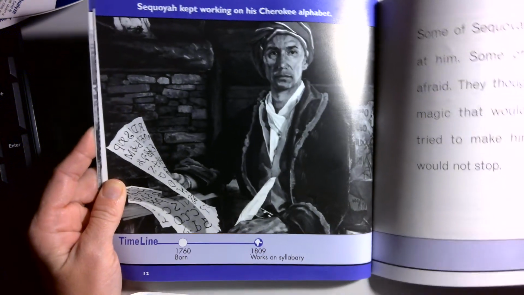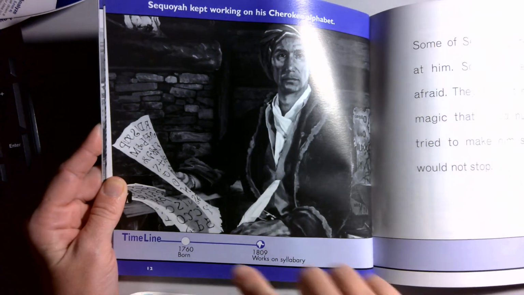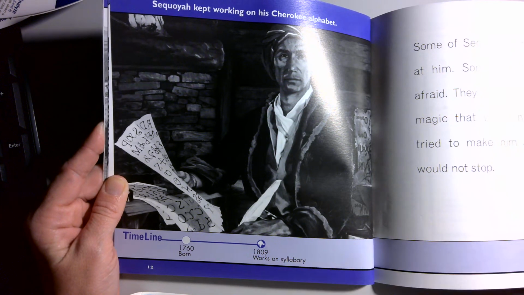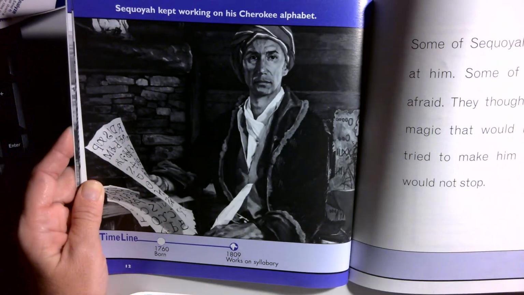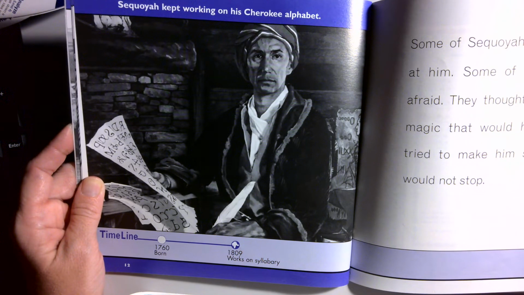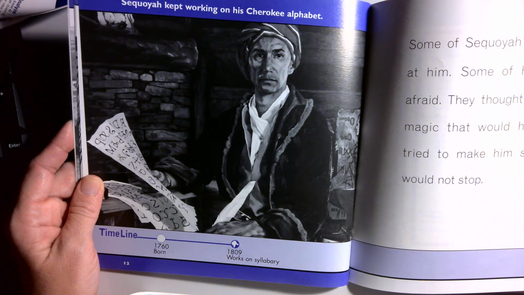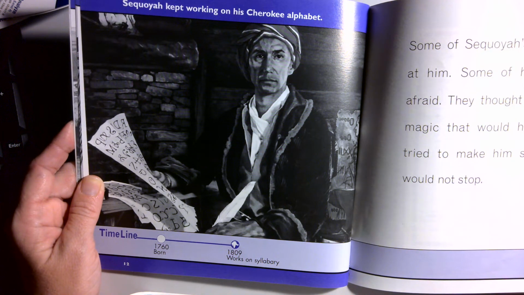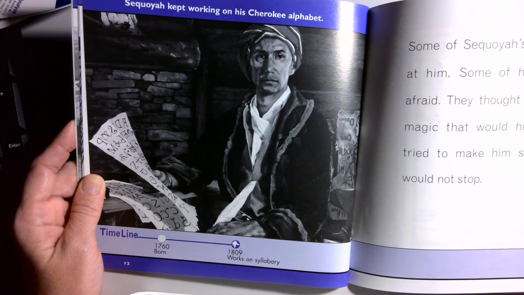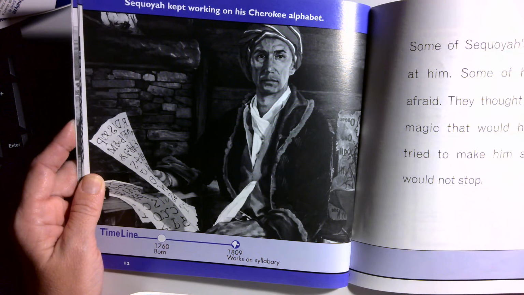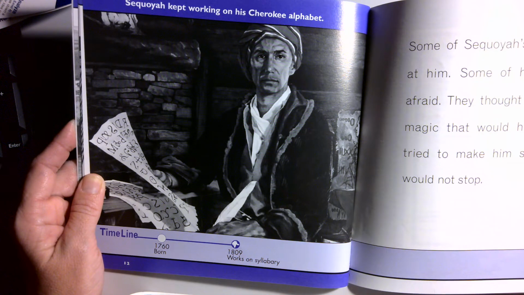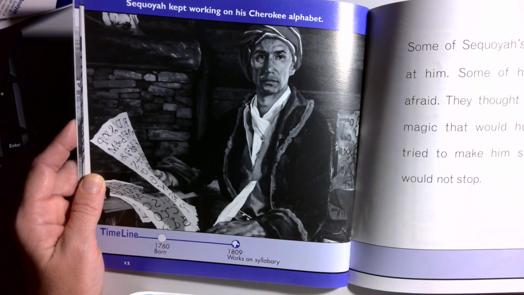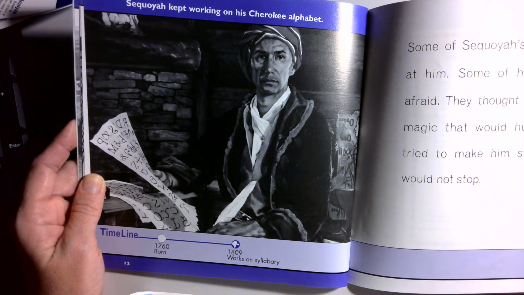Sequoyah kept working on his Cherokee alphabet. So here he is born. I'm still at the timeline of 1809, works on syllabary. So he's working on the alphabet, and at first it said that Sequoyah tried to write letters for every word. And that would be a lot of words. Think of all the words that we have in our language. We know that we have letters for each sound. We have 26 letters in our alphabet.